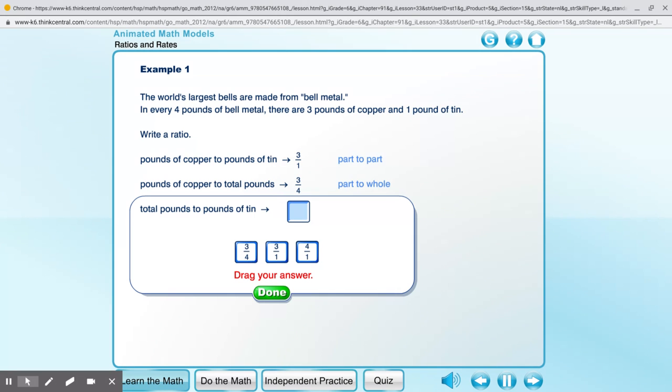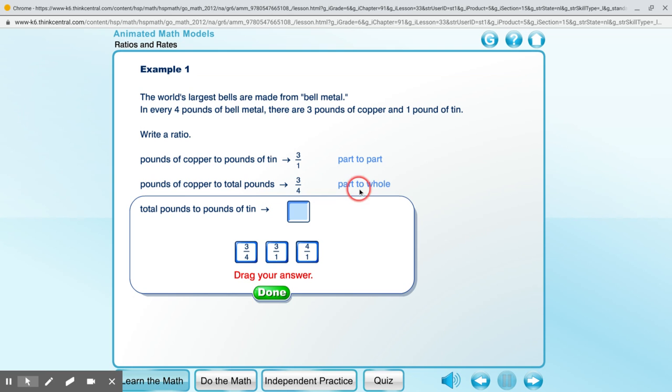Write a ratio for total pounds to pounds of tin. Drag your answer. All right. Order matters, like specifically what they're asking for first and what they're asking for second matters. Order matters with ratios, order matters with division, and order matters with subtraction. So you have to look at what they're saying, part to part. It said 3 pounds of copper, 1 pound of tin. So all metal would be the total. But if they're specifically just saying copper, that's a part. If they're specifically asking about tin, that's a part. So this is a part to part ratio.